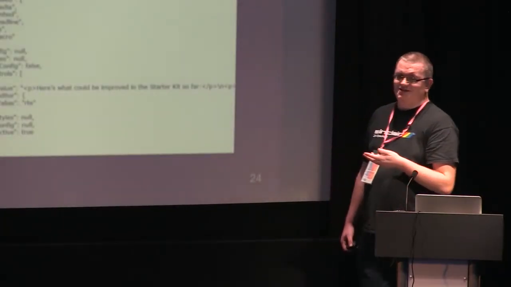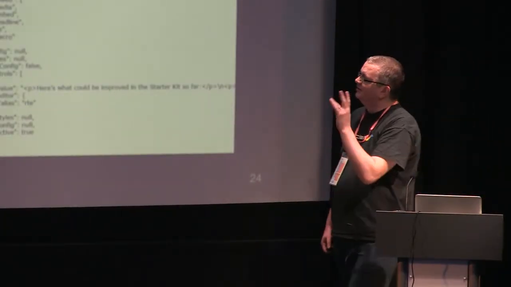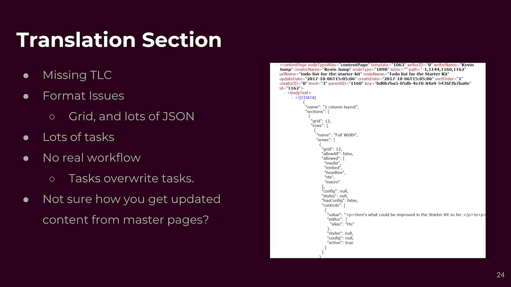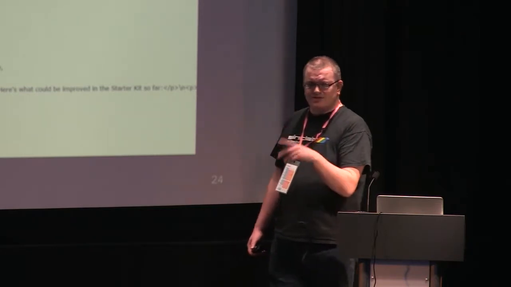So the main thing with the translation section in Umbraco, and we're building up to something, is it's missing. It hasn't been really touched in about 4 or 5 years, since Umbraco 7. And with the advent of things like the grid, and all the internal controls now, a lot of it is JSON, and it's just not built for that. It creates tasks all the time when you're doing those send to translate. There's no real workflow in them, so if you create a load of tasks, send them off to someone to translate, and then create a load of new ones because you've updated the content before it comes back, it overwrites them, and you lose the changes. You don't actually see what's going on.